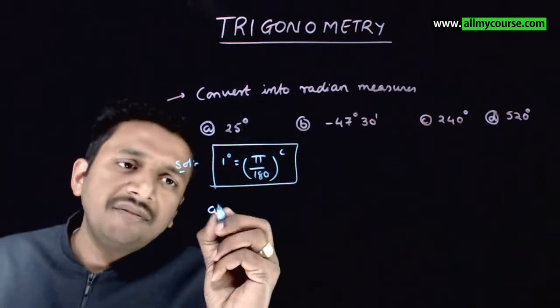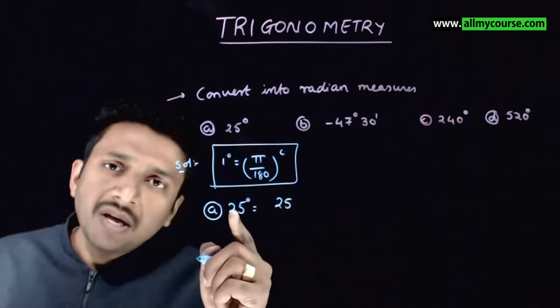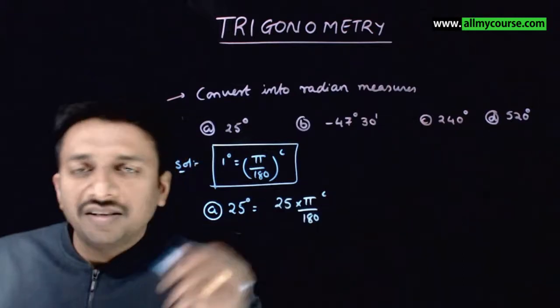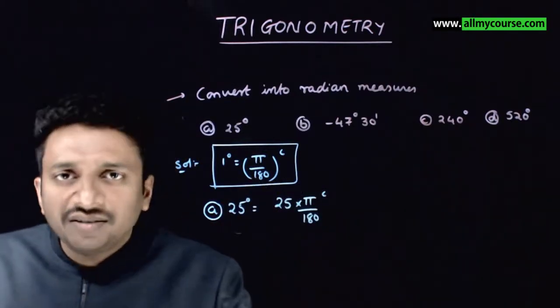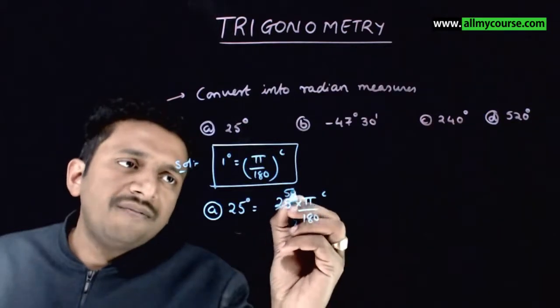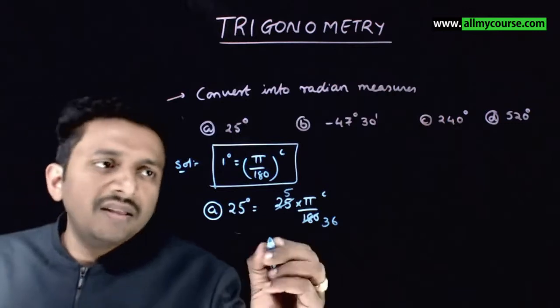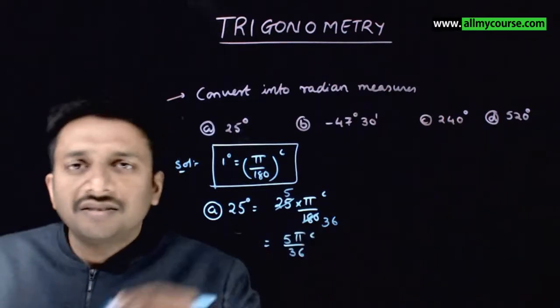So now if you have 25 degrees, that is nothing but 25 times 1 degree, which is pi by 180 radians. So instead of degrees, you just need to write pi by 180 radians. So 5 5s are 25, 5 36s are 180. That is equal to 5 pi by 36 radians.